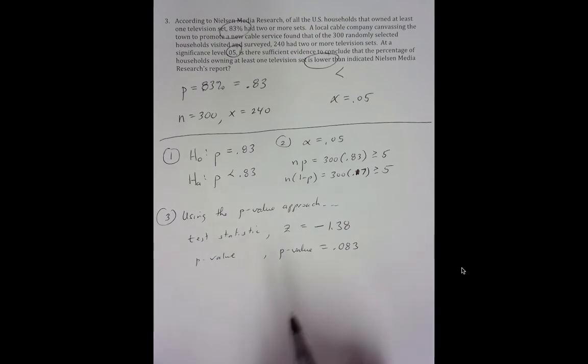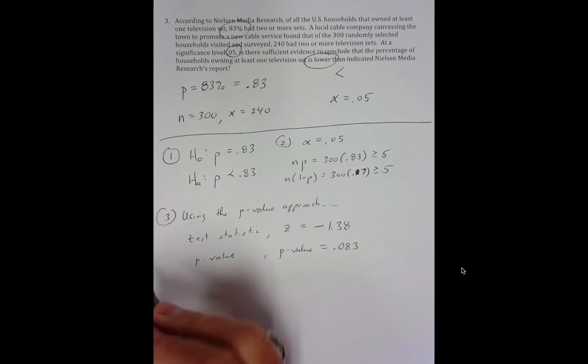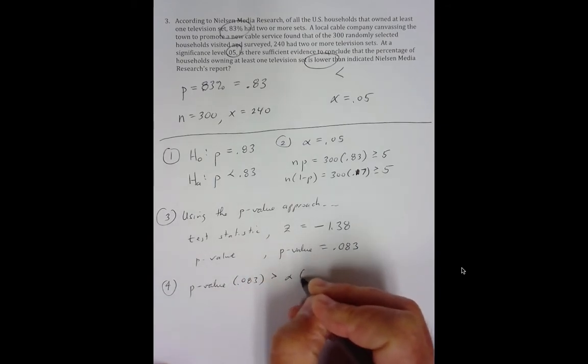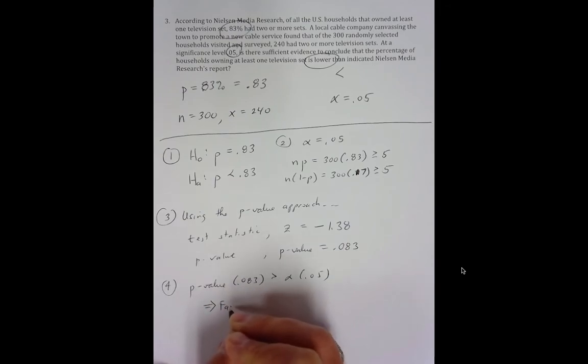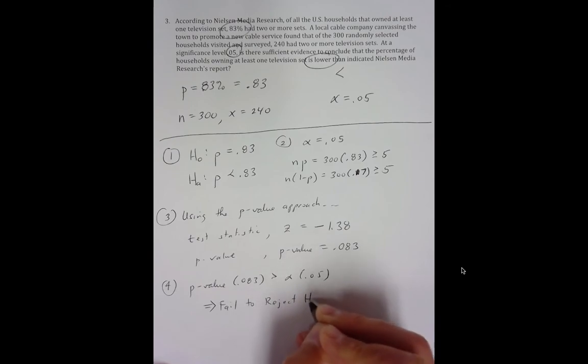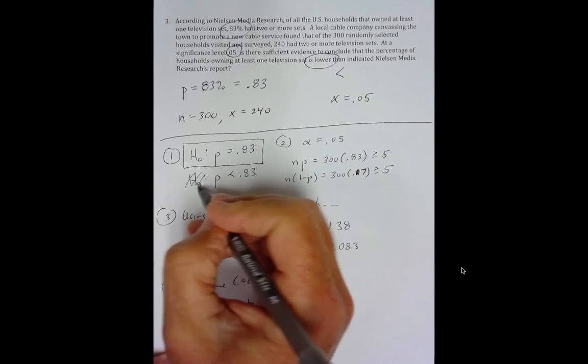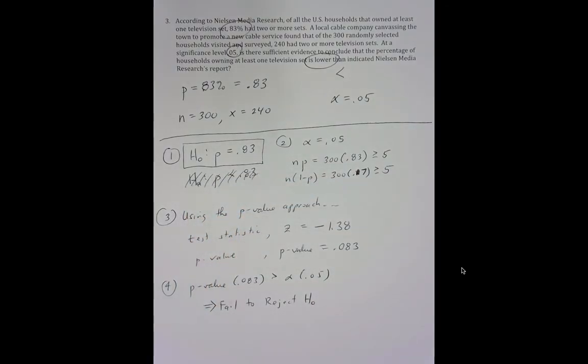All right, so I wrote that down. What does that tell us? Well, our p-value is greater than our alpha. So we fail to reject H sub O. So guys, when you fail to reject, you have no reason to reject this statement, so it's more believable than the alternative. So P equals 0.83. Okay, let me restate that. Of the households who have at least one TV, 83% have two or more. So fail to reject and just conclude that it appears that 83% is believable.